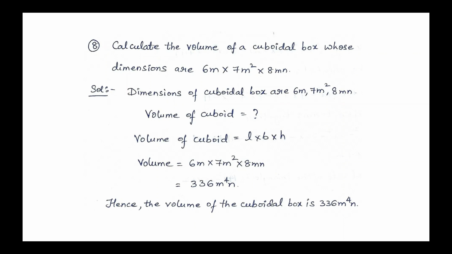Question 8 is, calculate the volume of a cuboidal box whose dimensions are 6m, 7m square, 8mn. The solution is, the given dimensions of the cuboidal box are 6m, 7m square, 8mn. We need to find the volume of the cuboid. We know that the volume of a cuboid is equal to L into B into H. L is 6m, B is 7m square, and H is 8mn here. So the volume is equal to 6m into 7m square into 8mn, that is 336 m to the power of 4 n. Hence the volume of the cuboidal box is 336 m to the power of 4 n.